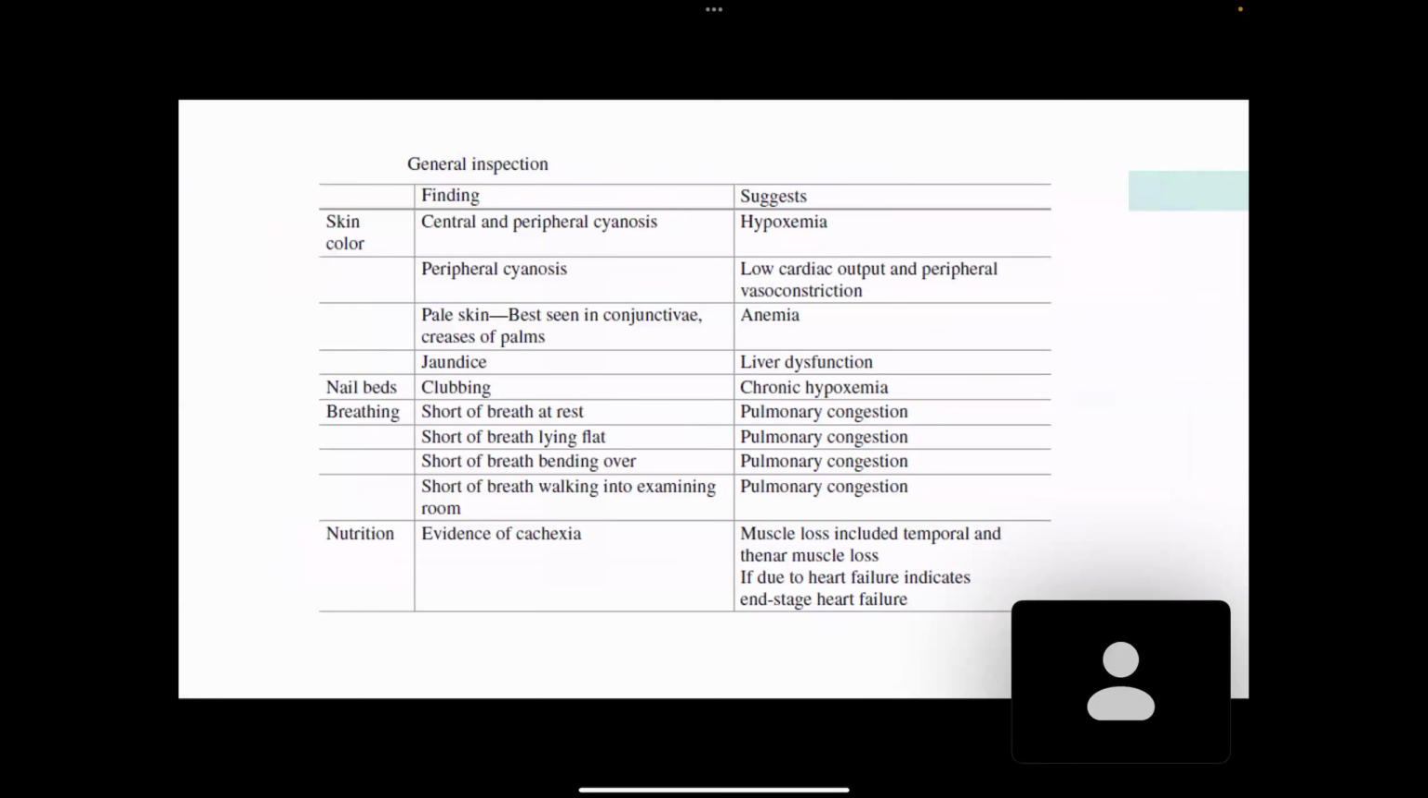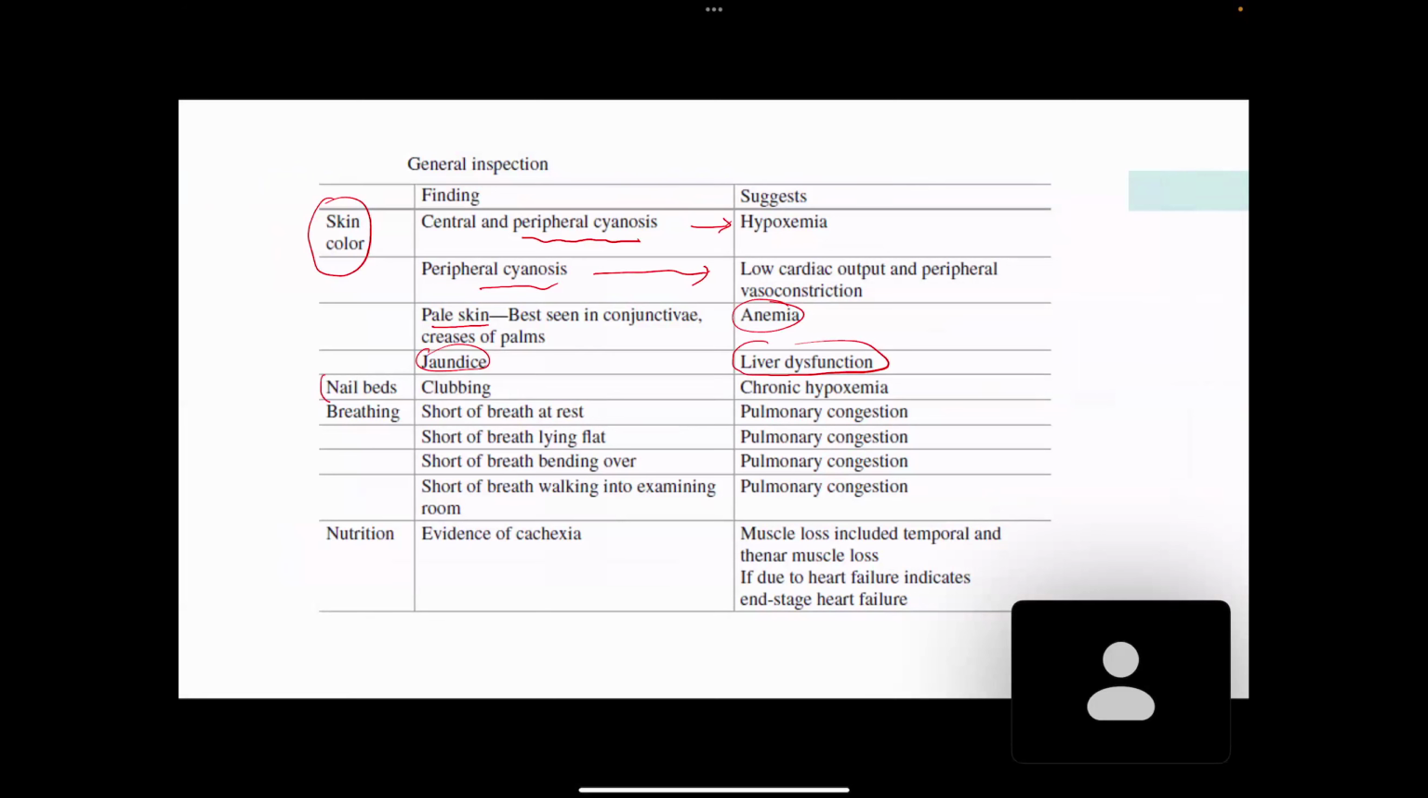Now, after that, the next thing is examination. So how will you examine this patient? Start head-to-toe examination. Look at the skin color. Look for any cyanosis. If there is any cyanosis, that will give you a clue that this patient is having hypoxia, probably because of pulmonary congestion. If there is cyanosis, it also tells you about low cardiac output and peripheral vasoconstriction. A pale skin will tell you that this patient is anemic. And if the patient has jaundice, probably this patient has liver dysfunction because of right heart failure.